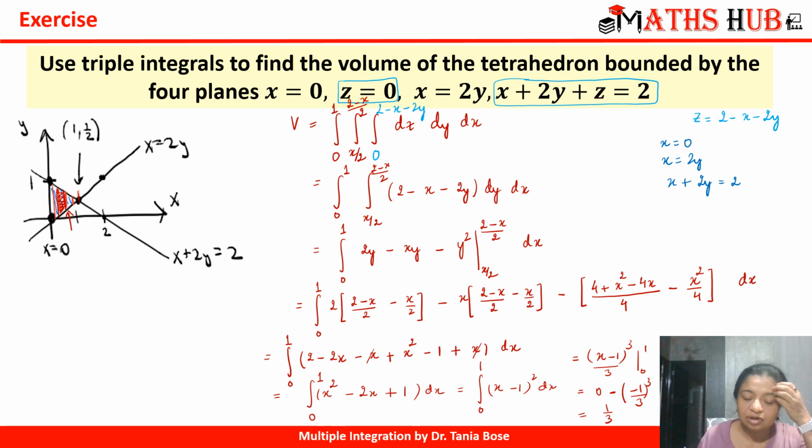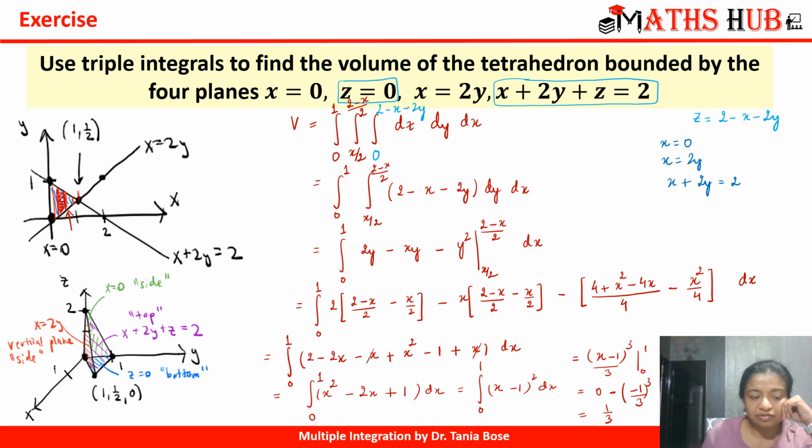So the volume of this tetrahedron would be 1 by, right? Now if I show you a figure for this tetrahedron, the figure would be similar to this. So this is my x, y and z plane. This plane x plus 2y plus z is this one, this triangular portion, right? And you can see that this plane, this is x plus 2y, x is equal to 2y.